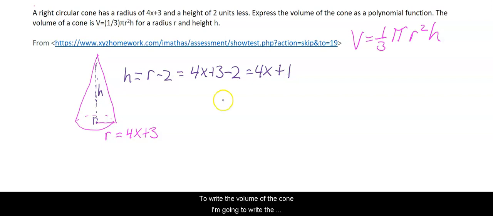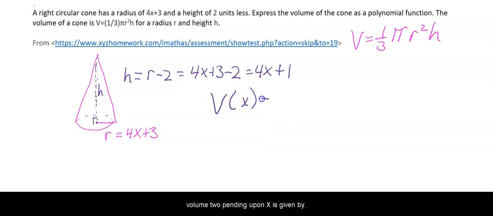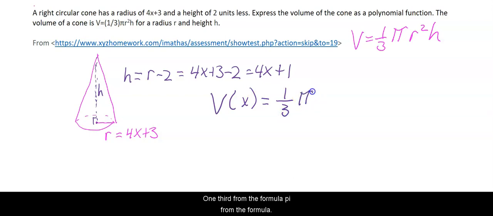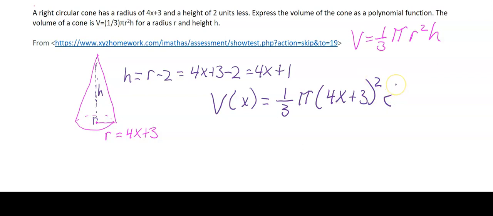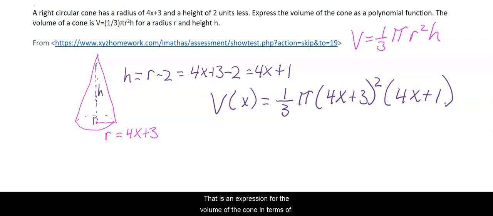To write the volume of the cone, I'm going to write the volume depending upon x is given by 1/3 from the formula, pi from the formula. The radius is 4x plus 3, and it's squared, times the height, which is 4x plus 1. That is an expression for the volume of the cone in terms of x.